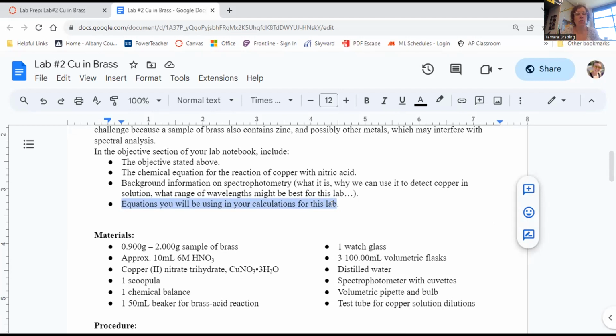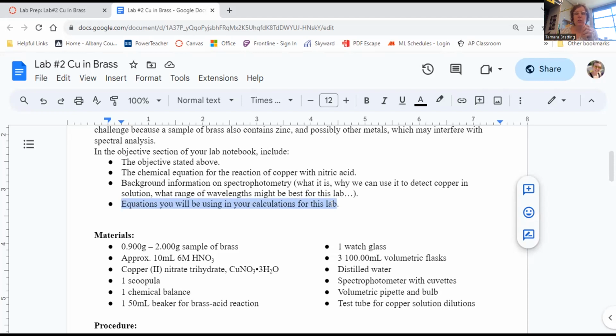So you're going to need to know molarity equations. So molarity equals moles per liter. You're going to need M1V1 equals M2V2, because after you're done dissolving your brass, if your solution is too dark, if it's absorbing too much light, remember, we're going to have to dilute it in order to make it fit into our Beer's law curve and have its absorbance within around 1 as a maximum, okay?